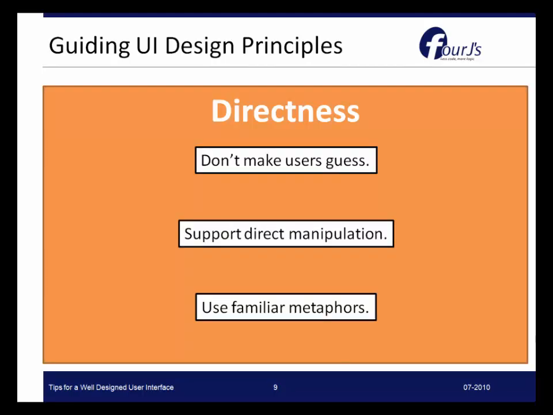A next design principle to keep in mind is directness. Where you can, don't make users guess. Provide as much information as possible and help them along in such a way that you save them time and save them energy. Support direct manipulation. Allow the user to jump wherever they need to in order to complete what they need to complete. So as they're working through a form, if they have made a mistake somewhere and want to go back to it, make sure that going to somewhere else in the form can be directly manipulated by them. And use familiar metaphors.